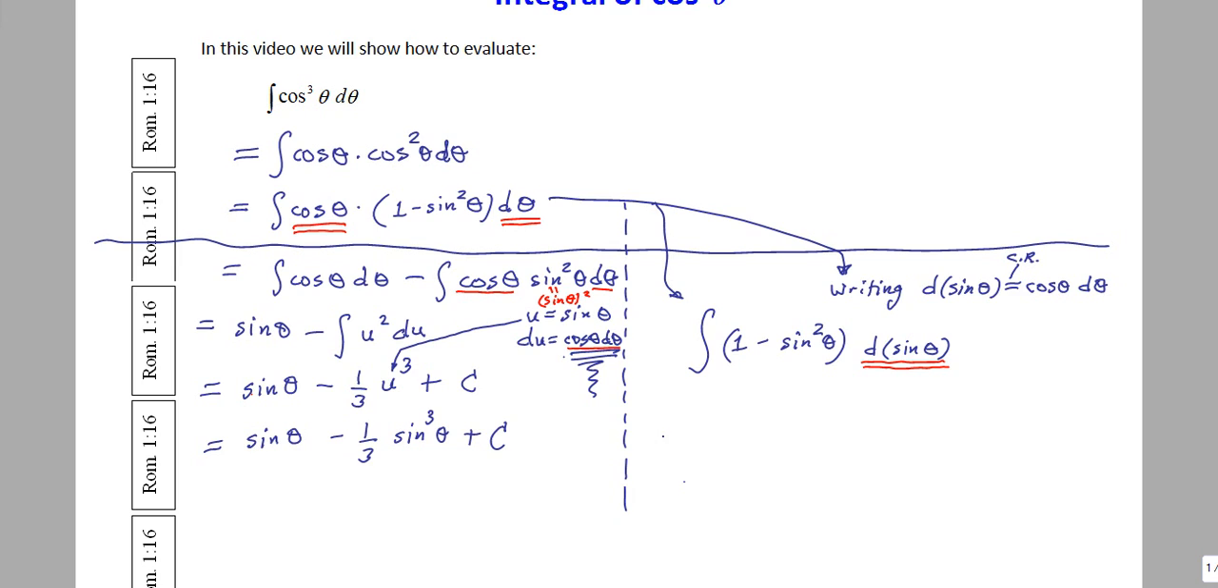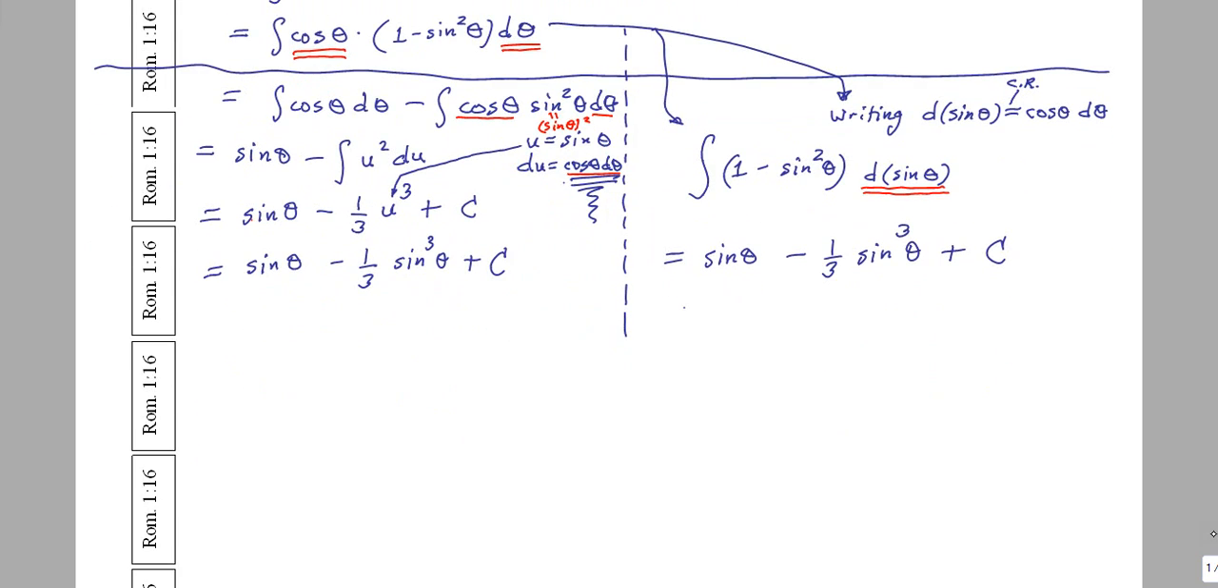We're doing the integral not with respect to theta, but with respect to sine of theta. The integral of 1 is just sine of theta, minus the integral of sine squared theta d sine theta, which is a third of sine cubed theta. Then we pick up a constant of integration. So we get the exact same result. Like I said, it's two slightly nuanced ways of looking at the same thing.